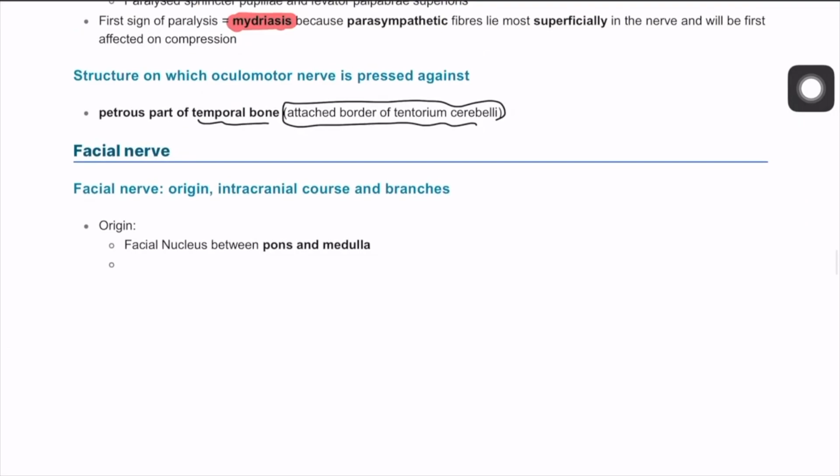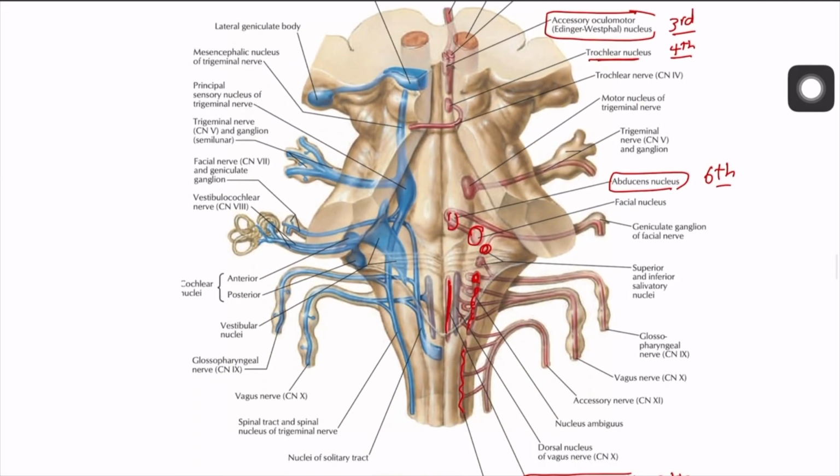So next one is going to be the facial nerve. We need to know the origin, the intracranial course, and the branches of the facial nerve. Remember, we talked about the origin earlier. The facial nerve usually comes from the facial nucleus, which is in the pons. So it arises from the pons, okay? So that's the facial nucleus, arising from the pons.